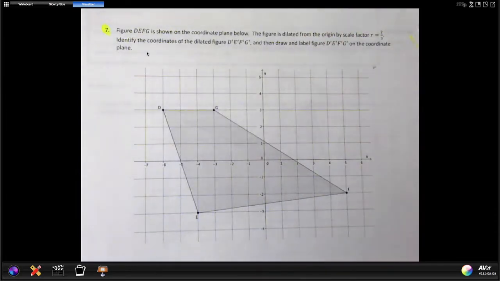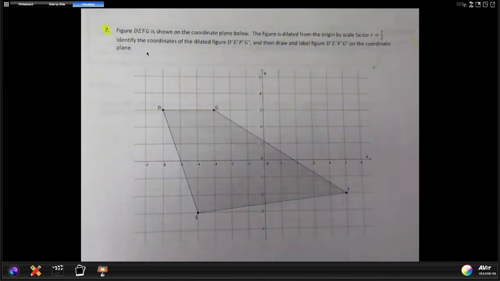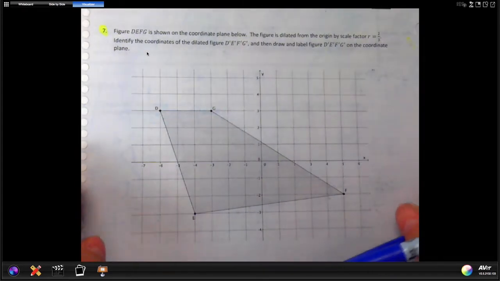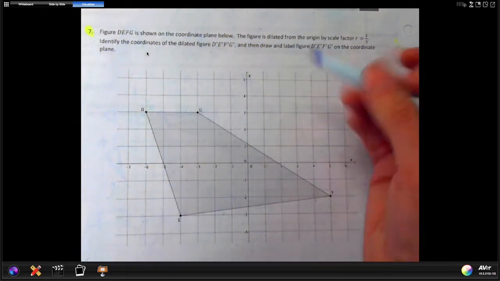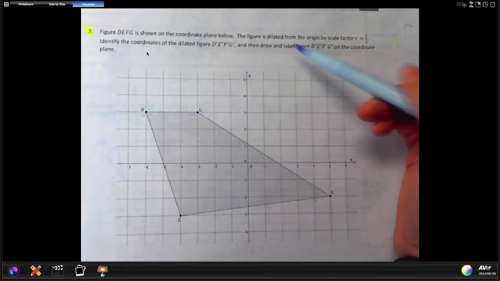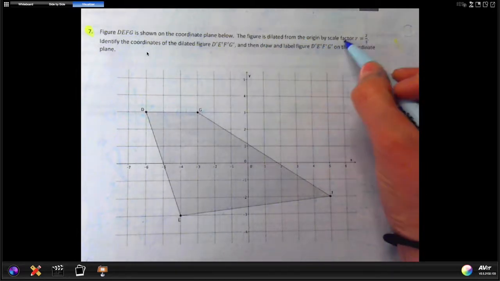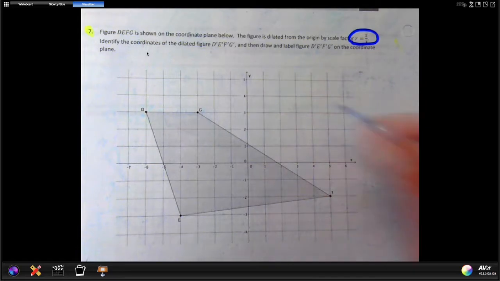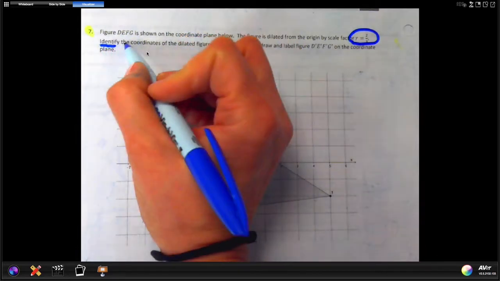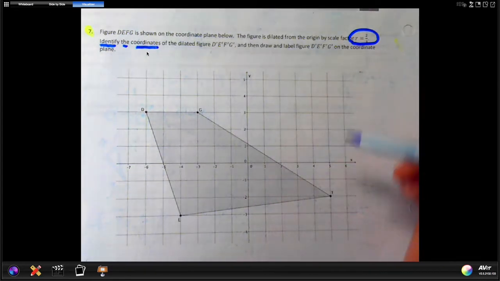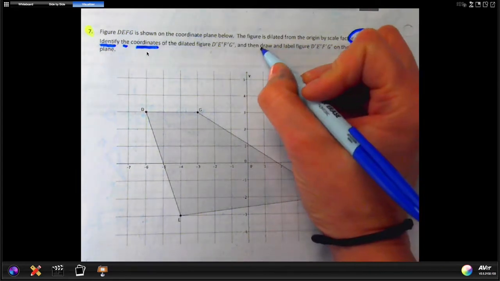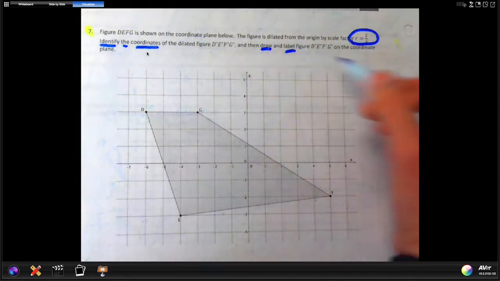And this is the one that, as a teacher, if I'm grading this question, is worth the most points. So we're going to read through it and talk about what we have to do. Figure DEFG is shown on the coordinate plane below. The figure is dilated from the origin by scale factor r equals 2/3. Identify the coordinates of the dilated figure D prime, E prime, F prime, G prime. And then draw and label figure D prime, E prime, F prime, G prime on the coordinate plane.